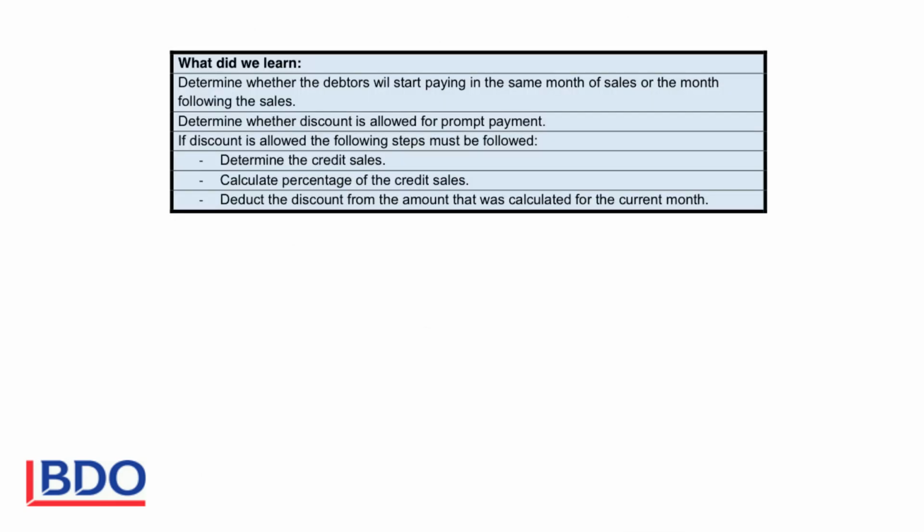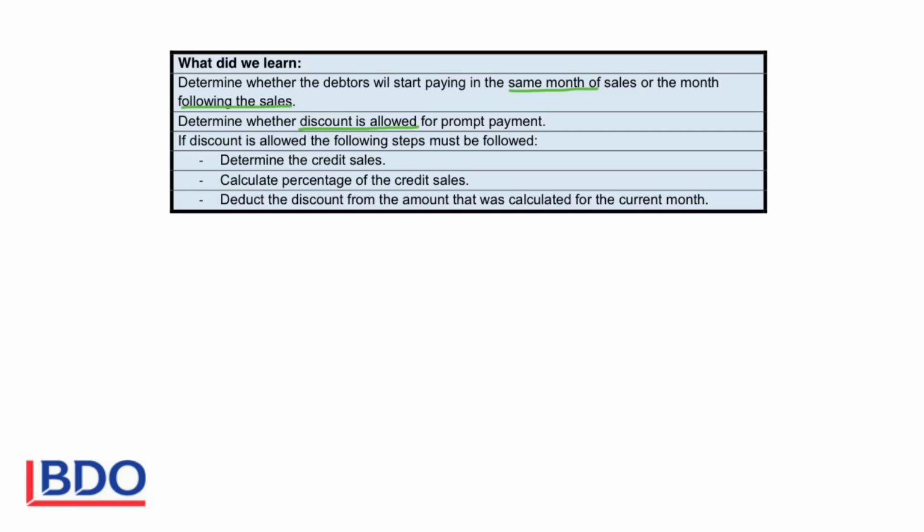What did we learn today? First of all, you must determine whether the debtors will start paying in the same month or whether they will start paying in the month following the sales. So will we receive it in the same month or will we receive it in the following month? Then you must determine whether discount is allowed, because if there's discount allowed, it must be subtracted from the figure that was calculated of the total amount that you are supposed to receive in that month.